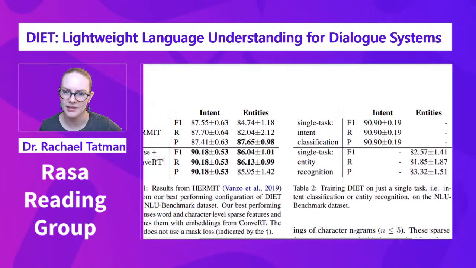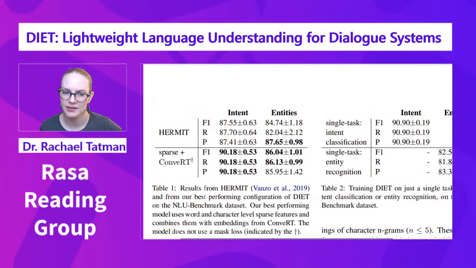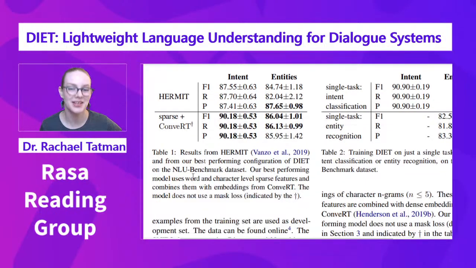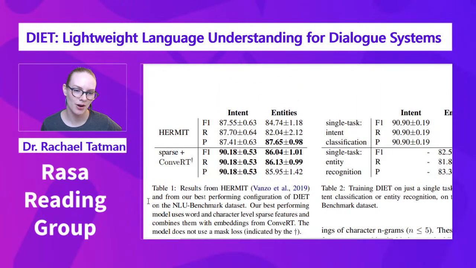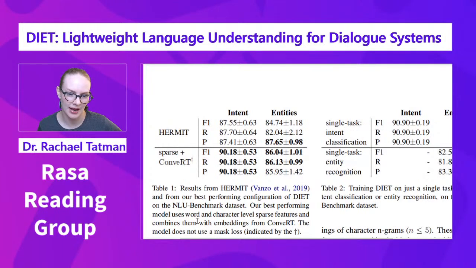Oh, I see, this is Table 1. I was trying to carry this across and I was deeply confused. Table 1: results from HERMIT for our best performing configuration of DIET on the NLU benchmark dataset. Our best performing model uses word and character level sparse features and combines them with embeddings from ConveRT. The model does not use a mask loss, which is interesting. Interesting that the mask loss did not actually help that much.